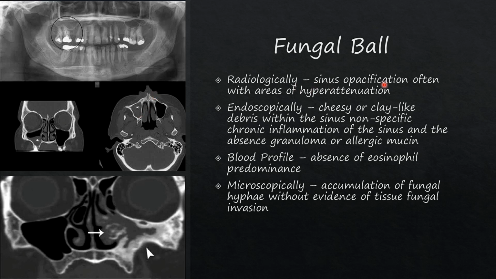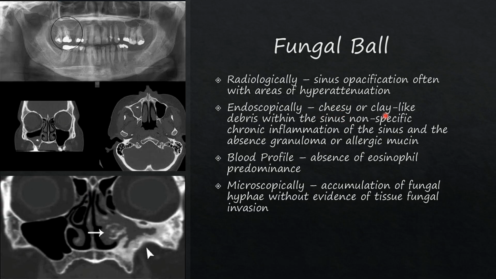Radiologically, the sinus opacification we have already seen. Now we will see hyperattenuation. See, what happens is when fungi grow in a certain region, they grab iron, calcium, and manganese, and that's why these areas of hyperattenuation can be seen. This we will also read in the coming chapter in double density sign.